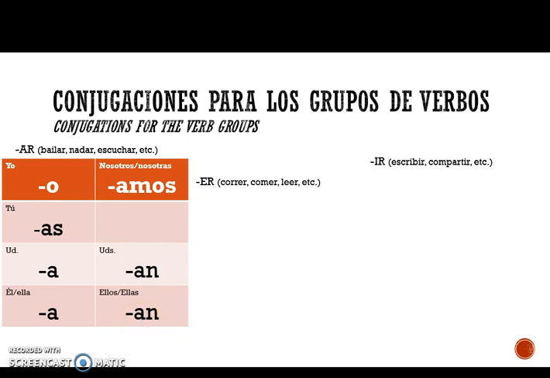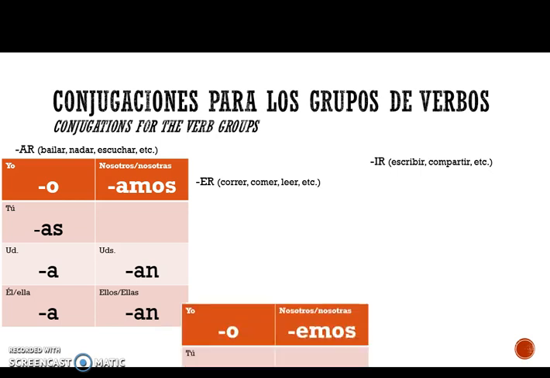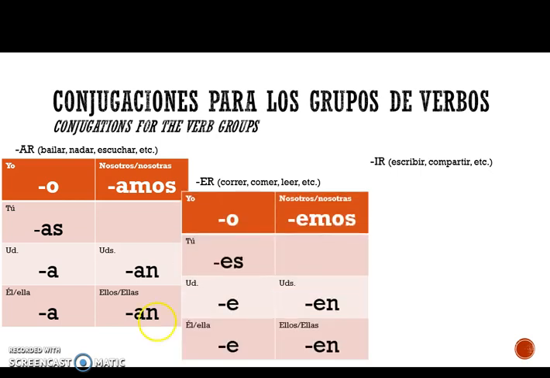Let's look at our ER verbs. They're a little bit different. Verbs such as correr, comer, and leer will use these endings. So again, if our subject is yo, our verb should end in o. If our subject is tú, our verb should end in es. Usted, él, ella: e. Nosotros or nosotras: emos. Ustedes: en. Ellos, ellas: en.